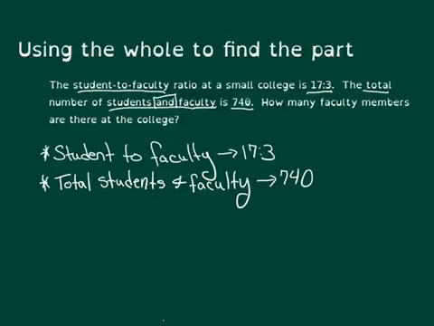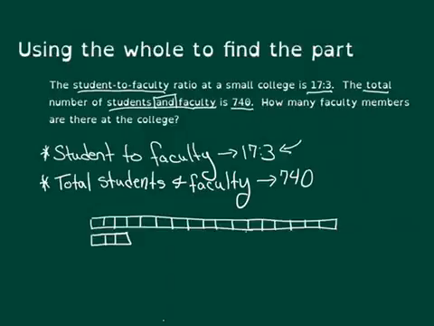So the next thing I need to do is draw a model. First, I'm going to start off by modeling my ratio with a tape diagram. So here, I have 17 students to every 3 faculty members. And I'm going to put a little check mark by the fact that I just wrote down that information.